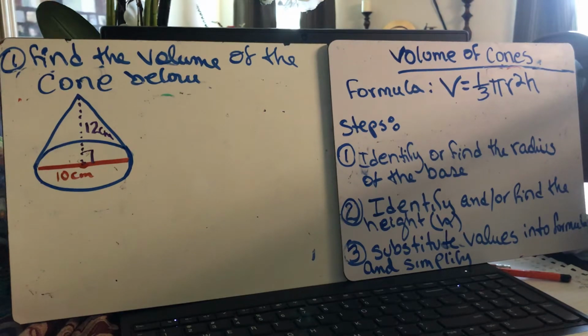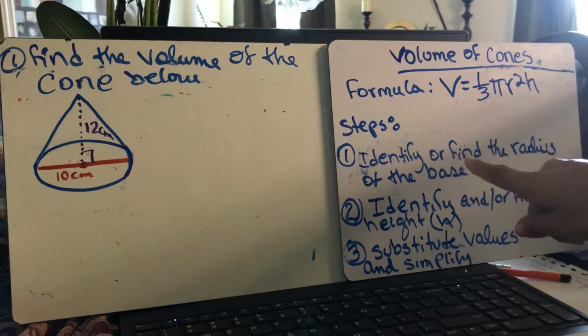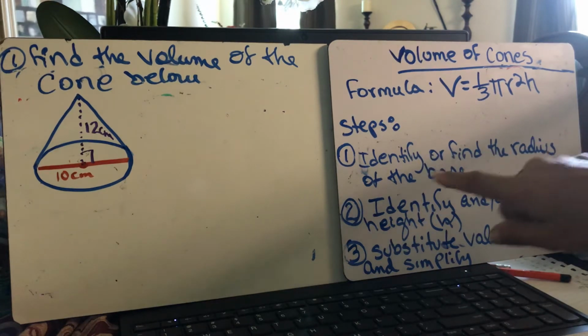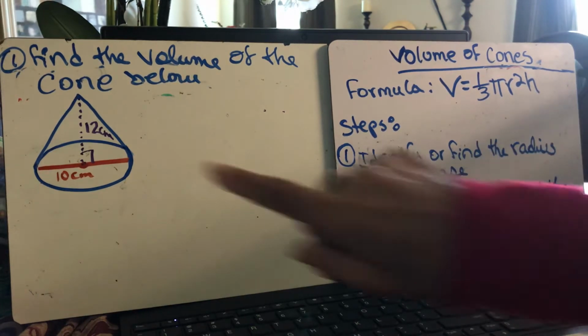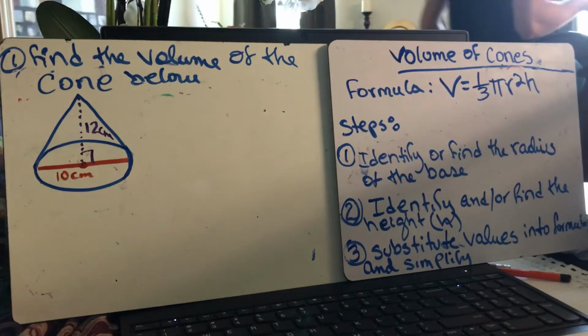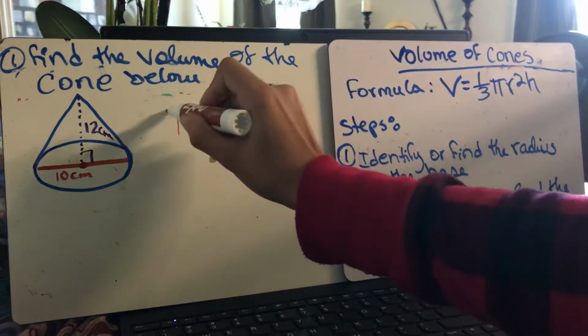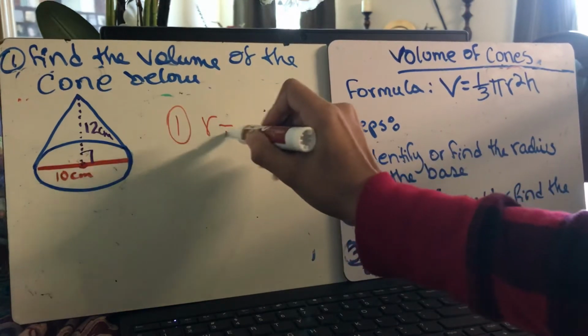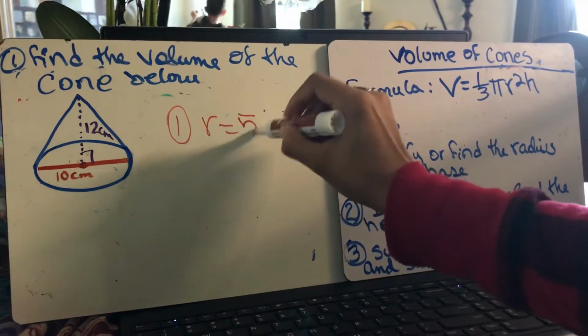Okay, so in order to find the volume, let's just follow the steps. First, I'm gonna identify or find the radius of the base, which is a circle. Again, the base is always a circle. I see here that I have 10 centimeters, and that's clearly my diameter. So the first step is going to be to identify or find the radius, and I already know that the radius is half of the diameter, which is 5.